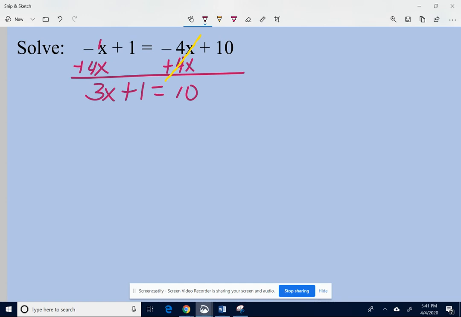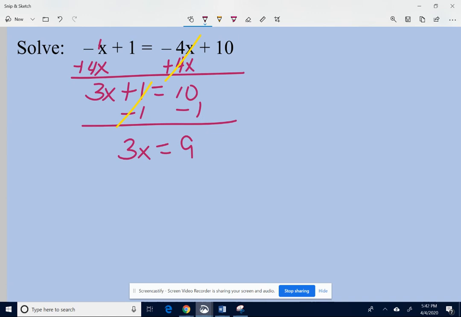Okay, I want to get the rectangles alone by getting all of the numbers or the squares on the other side. So I need to get rid of the added 1. Okay, to get rid of an added 1, subtract 1. Okay, when I do that, I'm left with 3x on the left because 1 minus 1 is 0. 10 minus 1 on the other side is 9. So I have 3x equals 9.